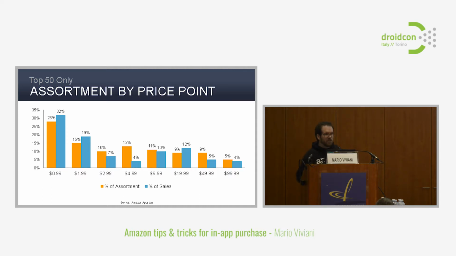So let's see what the top 50 are doing. You will see that there is much more balance between the two columns. The space that the top 50 dedicate to the lowest performing items is much less than what the rest of the market does, almost half of it. But they're doing a much better job of converting them, so the revenue coming from these lower performing items is comparable to the space dedicated to them. And when it comes to the higher performing items, they're dedicating much more space than the rest of the market.